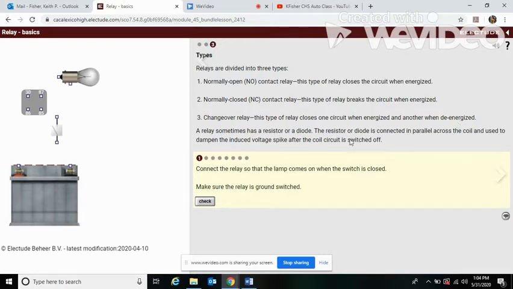A relay sometimes has a resistor or a diode. The resistor or diode is connected in parallel across the coil and used to dampen the induced voltage spike after the coil circuit is switched off.